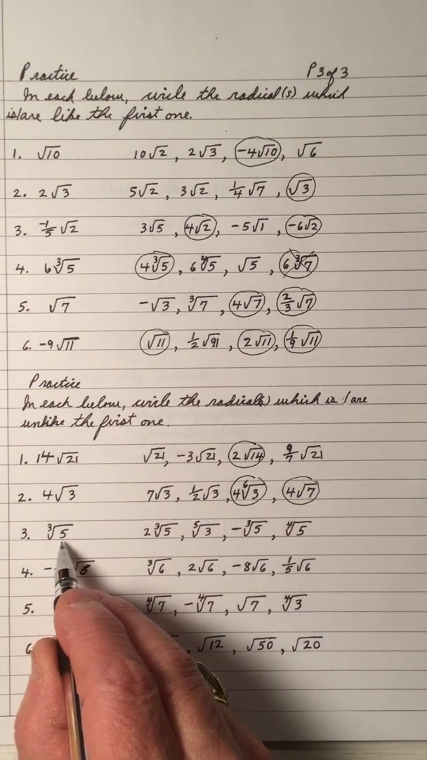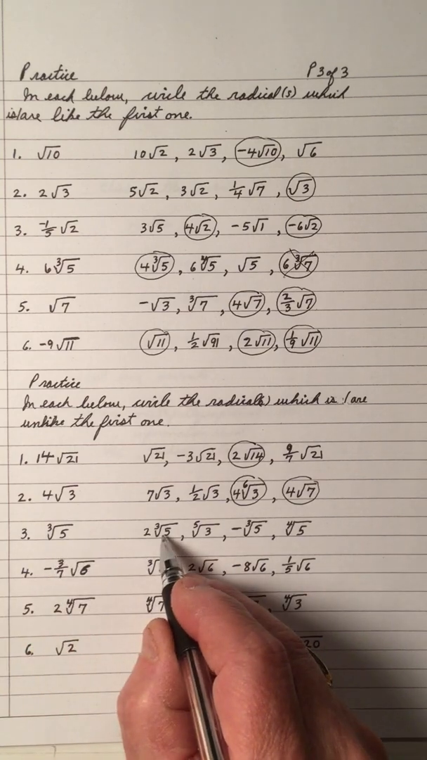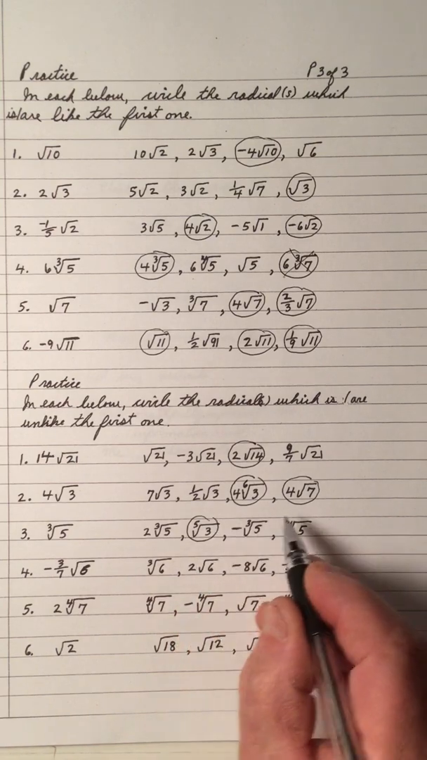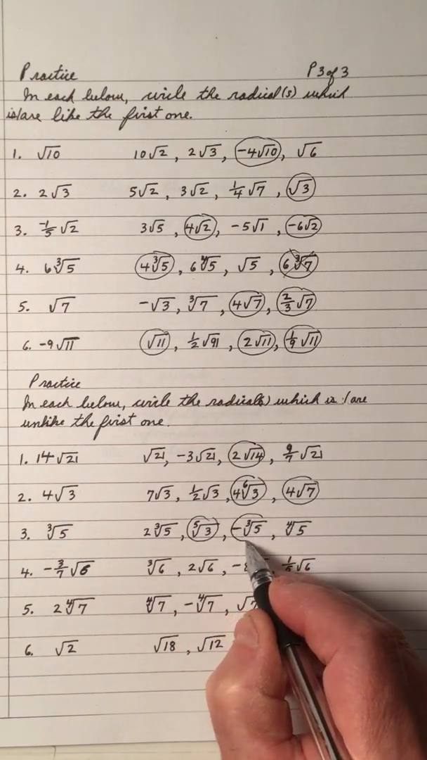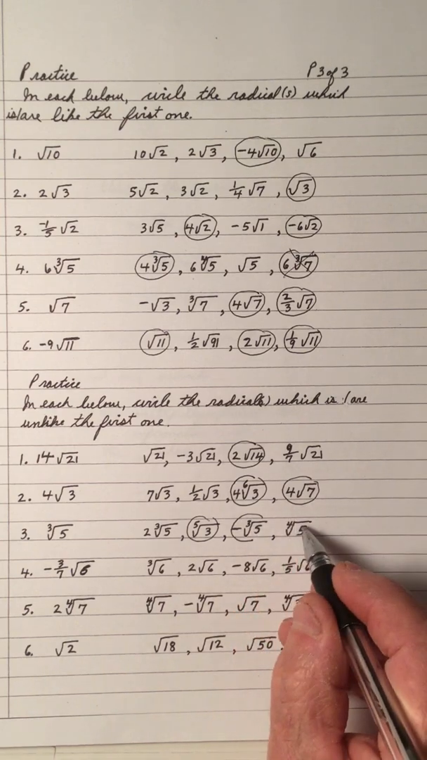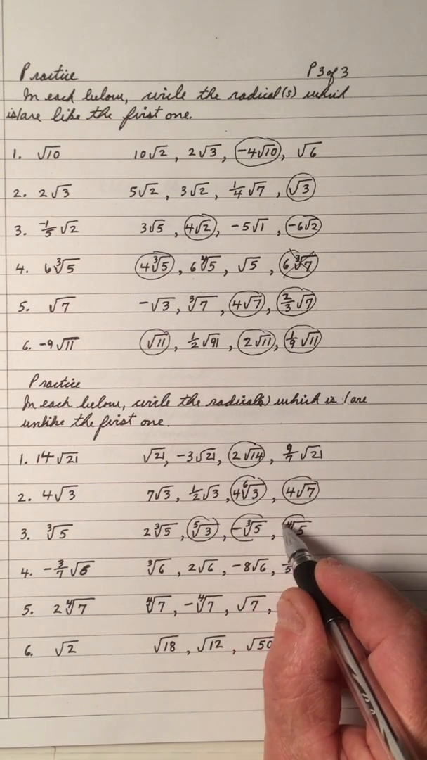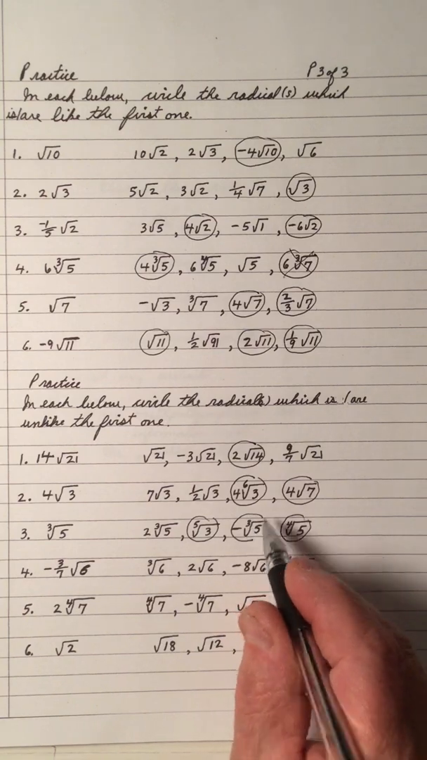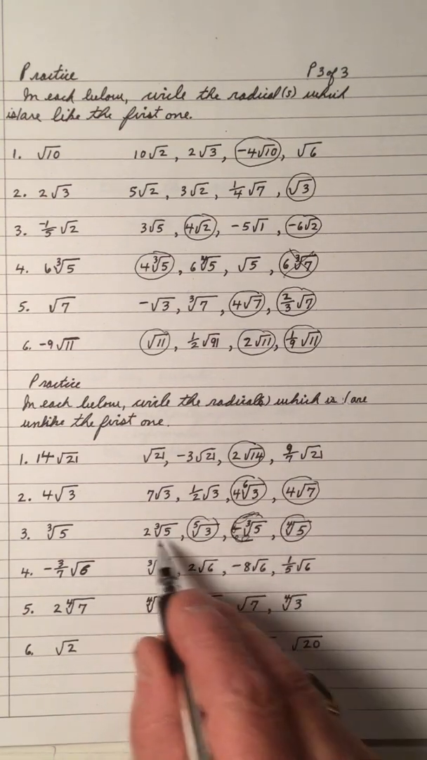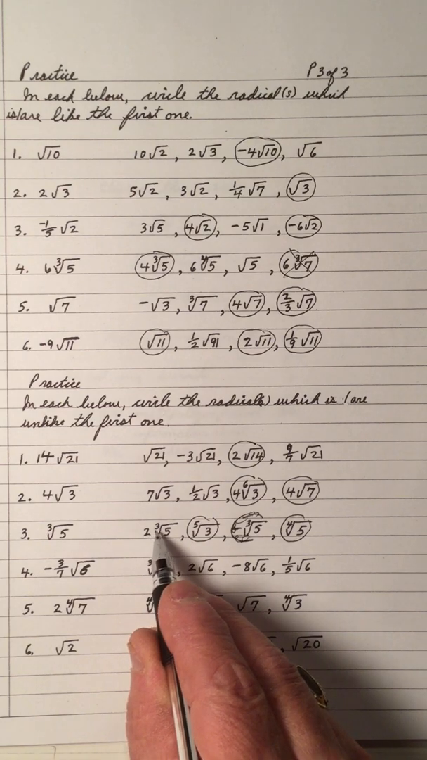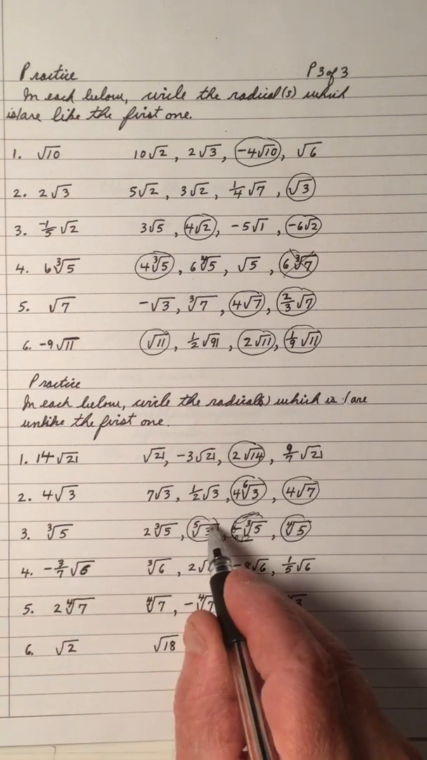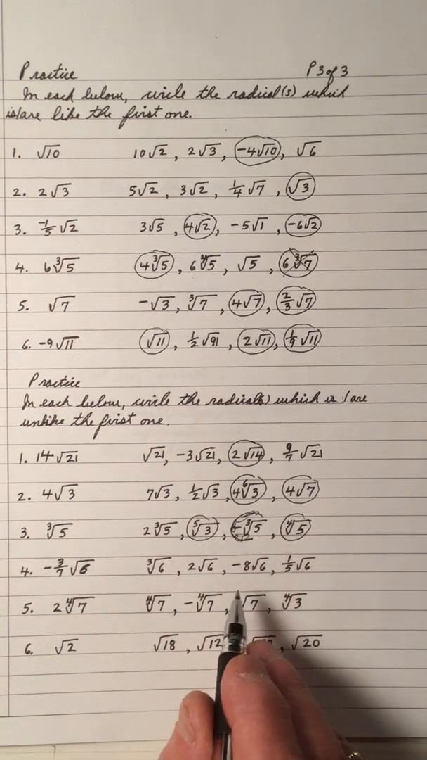Cube root of 5, not like it. Cube root of 5, that's like it. This is the 5th root of 3. That's not like it. Cube root of 5, this one is like it. Oh, that's like it. And the 4th root, that's not like it. I have to circle the ones that are not like. So this is like it. This one, 2 cube root 5, and a negative cube root 5 are both like this one. So these two are the ones that are not like.